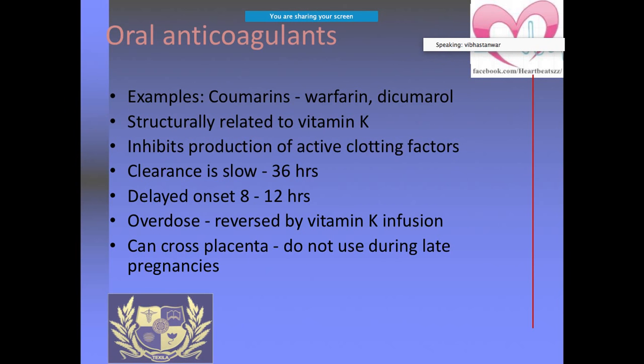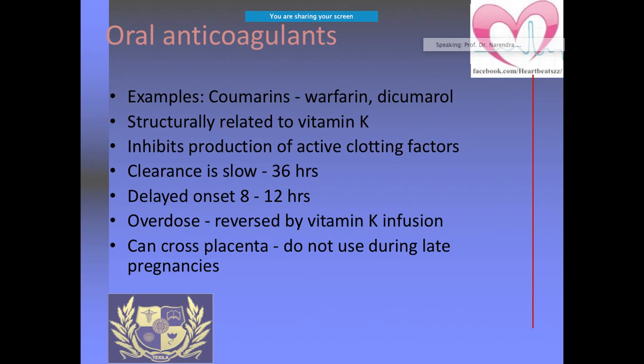I think everyone is already using other oral anticoagulants as well, like the coumarin, dicumarol. They are structurally related to vitamin K, which tends to inhibit production of active clotting factors. The clearance is slow, nearly 36 hours, and the onset may be delayed, like 8 to 12 hours. If there is an overdose, how will you reverse its action? You can use a vitamin K infusion.